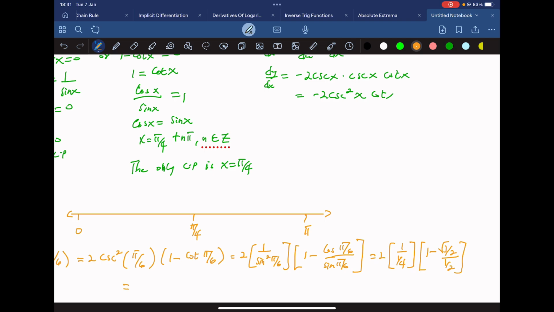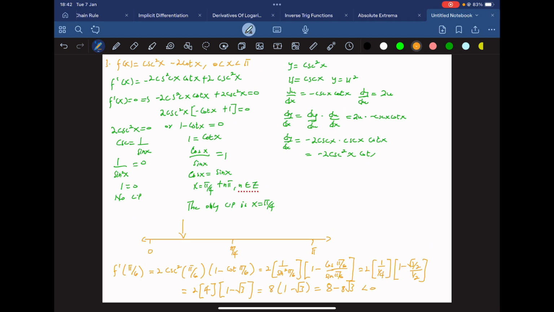So if you simplify this, you're going to get 2. Now 1 divided by 1 over 4 is basically 4. Then if you simplify this whole thing, you're going to get 1 minus root 3. So this is equal to 8 multiplying 1 minus root 3. If you expand, you have 8 minus 8 root 3. Remember, 8 root 3 is bigger than 8, so if you subtract 8 root 3 from 8, you should get a number that is less than 0. So it means that this part is going down. I hope this is clear.